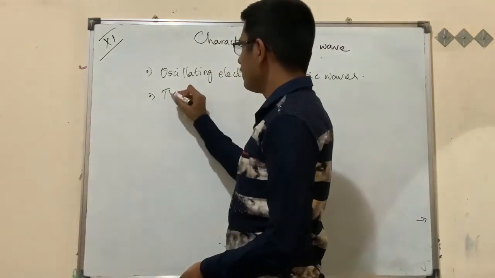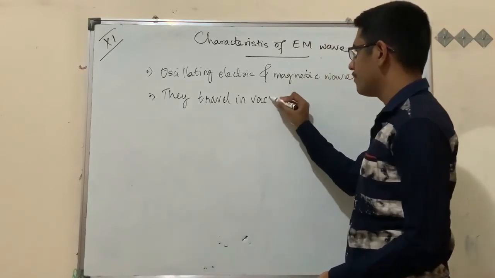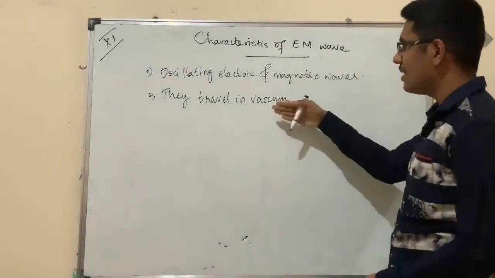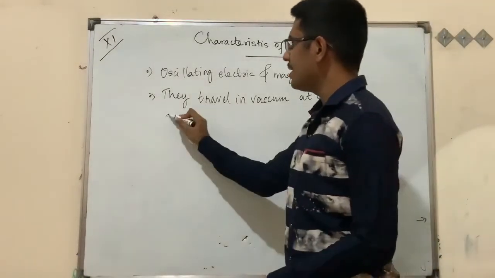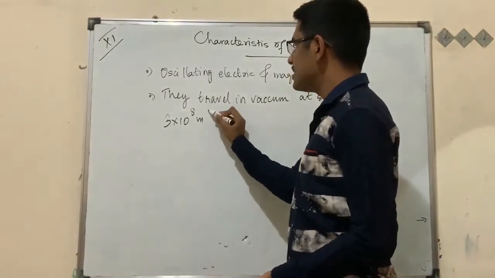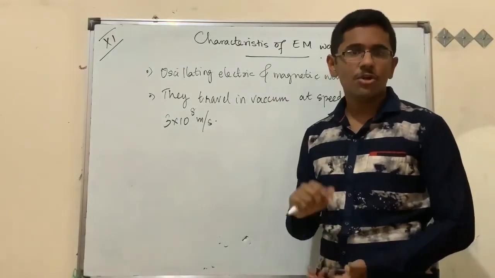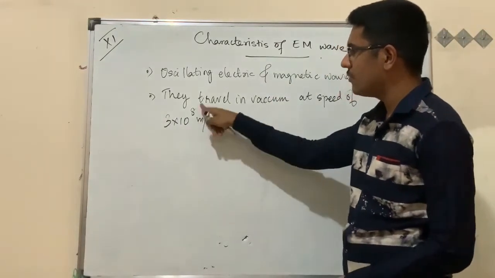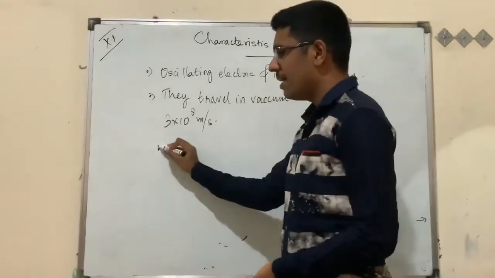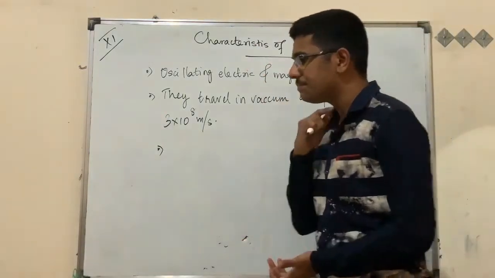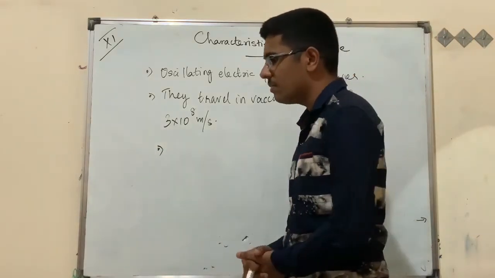Second is they travel in vacuum, or you can say in space. They can travel in vacuum at the speed of 3 into 10 raised to 8 meter per second. You are very familiar with this value. This is the speed of light. All the electromagnetic waves, not only light, can travel with the speed of 3 into 10 raised to 8 meter per second in free space, that is vacuum. So this is the second point. And third point is they do not need any medium for transmission. They can transmit in vacuum also.